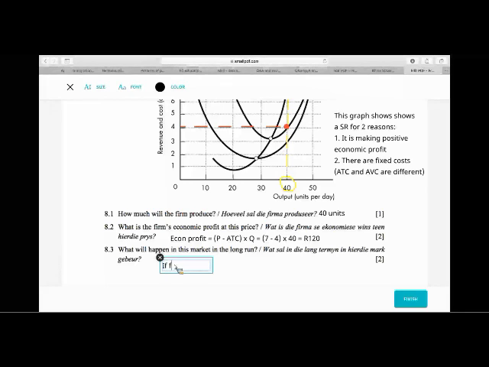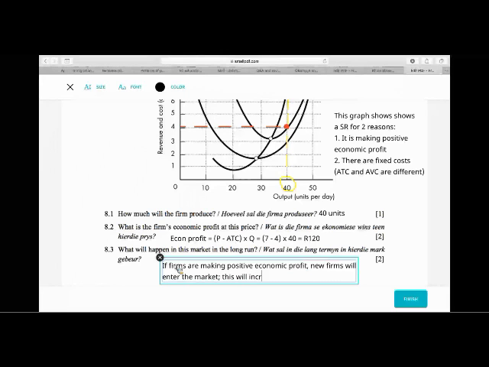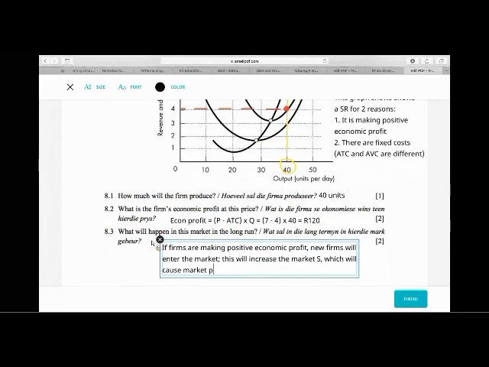If firms are making positive economic profits, new firms will enter the market. This will increase the market supply, which will cause market price to fall. So firms' profits will fall.